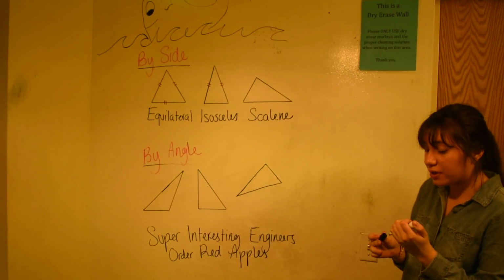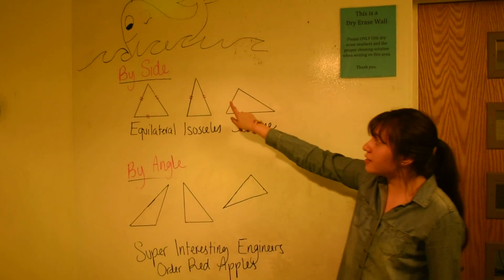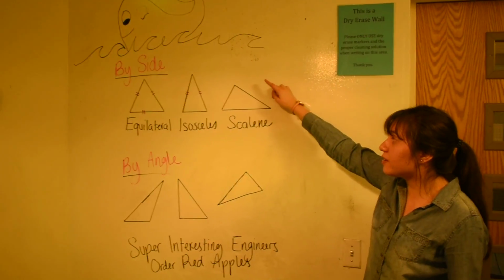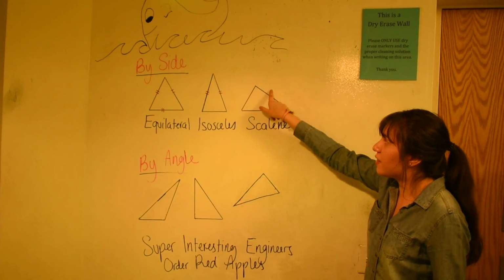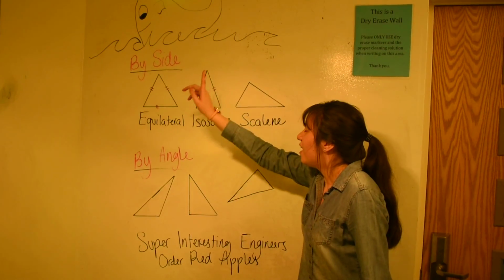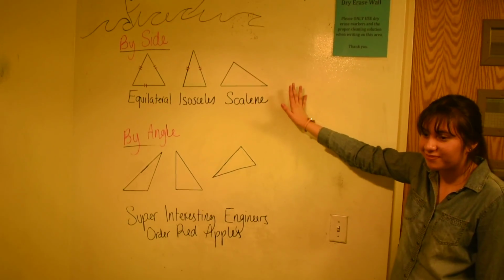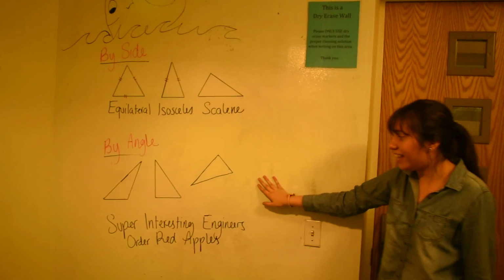Now, one important thing to remember about the sides of a triangle is that if you add two sides together, the sum is greater than the length of the last side. So if you add these two together, it's greater than this. If you add these two together, it's greater than that. Does anyone have any questions about the sides of triangles? No? Okay, perfect. Now, moving on to angles.